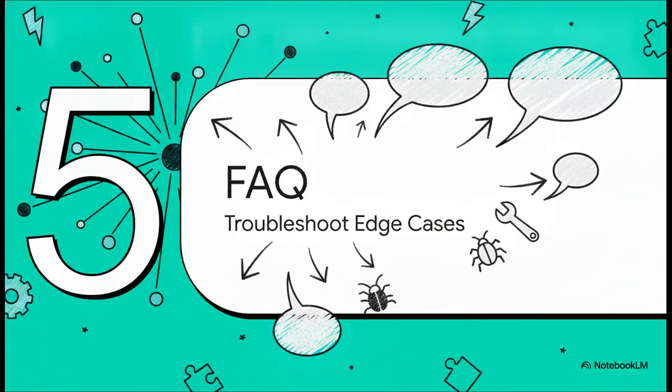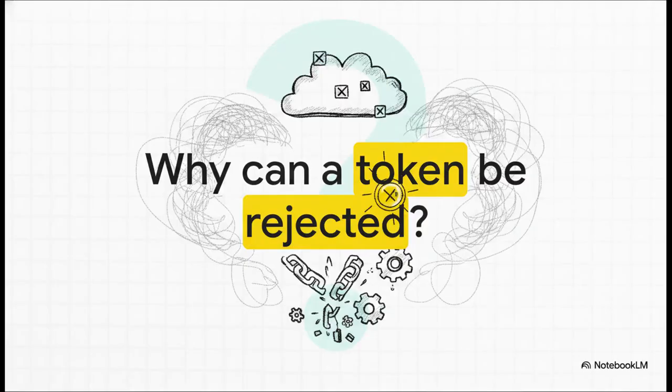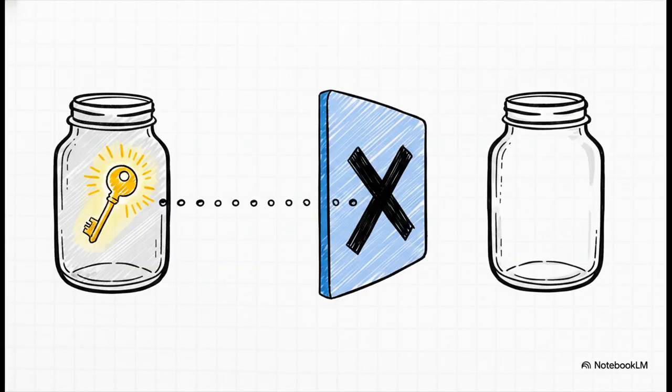Frequently asked questions. Troubleshooting the edge cases. So here is absolutely the most common post-solve question, the one that causes developers to literally pull their hair out. Why can a perfectly solved token still be rejected by the target site? The answer? Almost always, it's mismatched sessions.